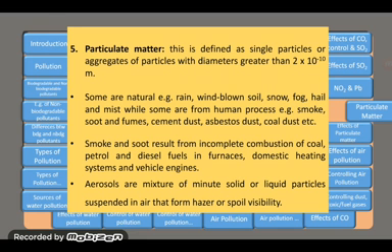Aerosols are mixtures of minute solid or liquid particles suspended in air that form haze or spoil visibility. When we have aerosols, it will be difficult to see through, as it will spoil vision.